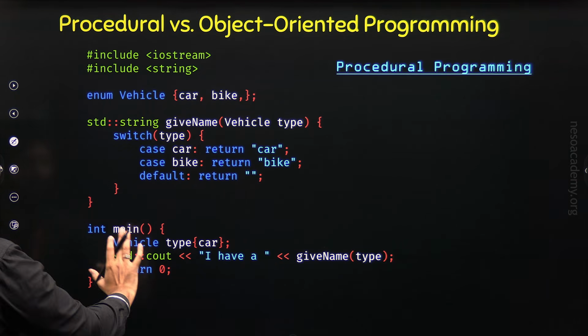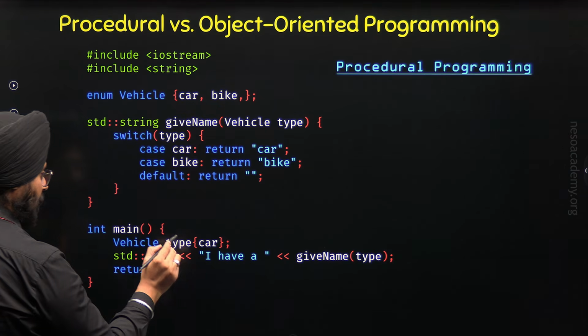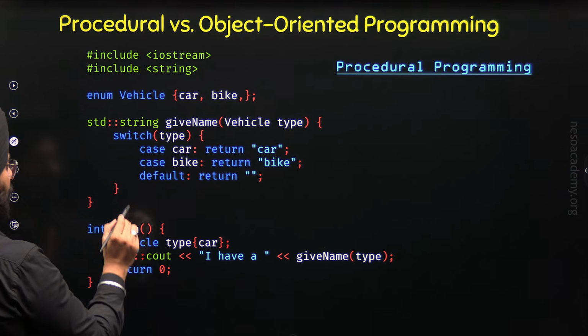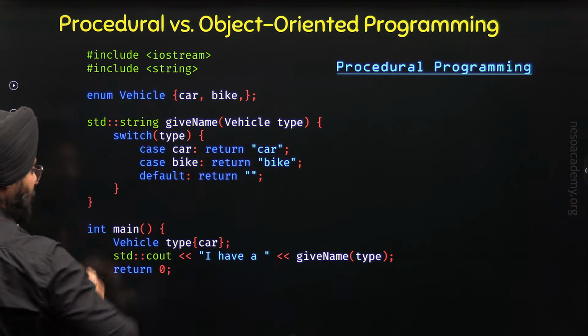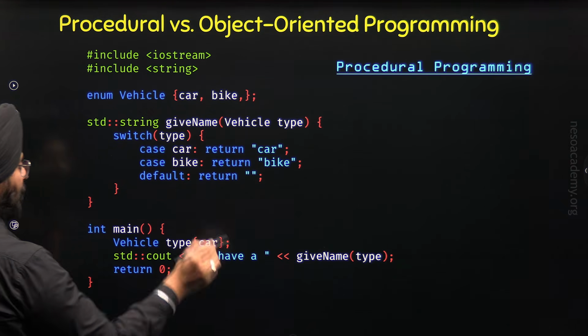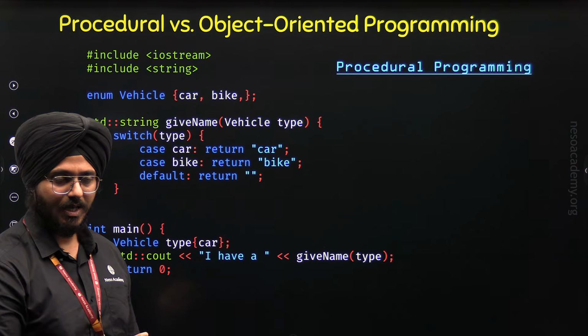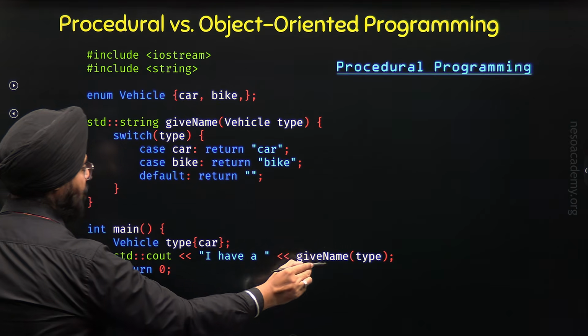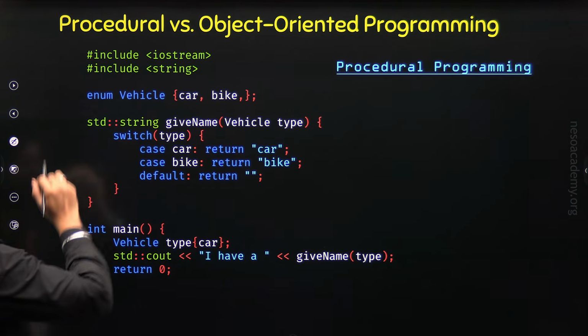Now here is the function main, and in this main function, I have defined a variable type of type vehicle. This means I have defined this variable of the enumeration type, and to this variable I have passed car. I can do this. Then here I am calling the giveName function and I am passing the type variable to this function.